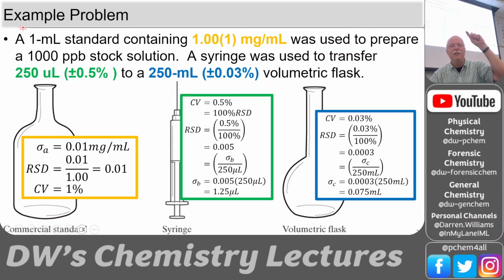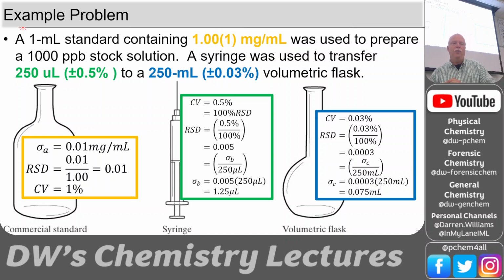So there's 1 milligram dissolved in 1 ml of a standard, and it's used to prepare 1,000 parts per billion stock solution. And a syringe was used to transfer 250 microliters of that 1 ml. So we've just pulled out 250 microliters, stuck it in a 250 ml volumetric, and diluted to the mark. Standard deal. So we got 3/4 of our standard left. We stick it back in the fridge.